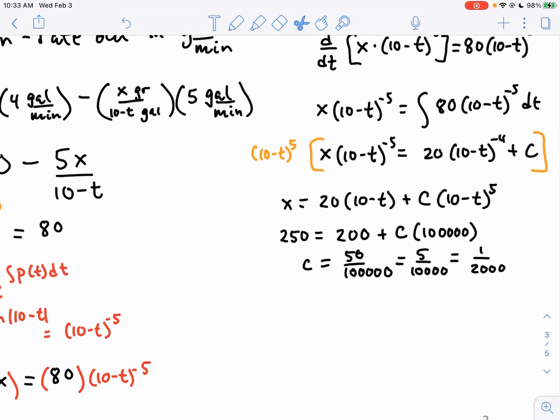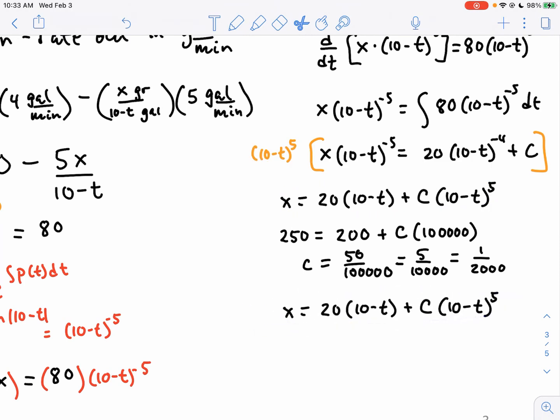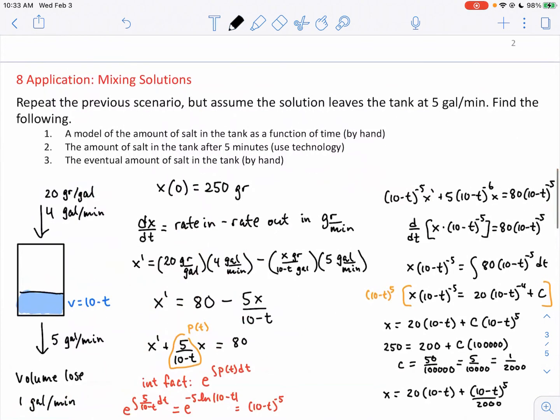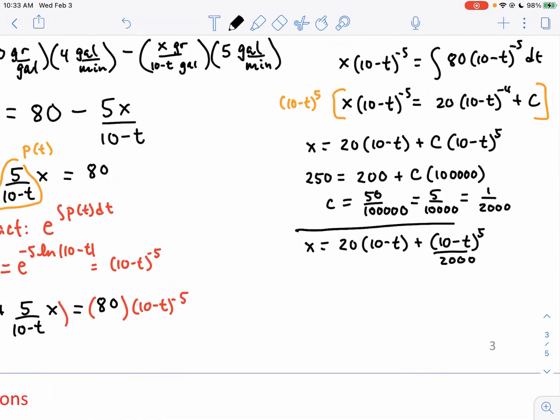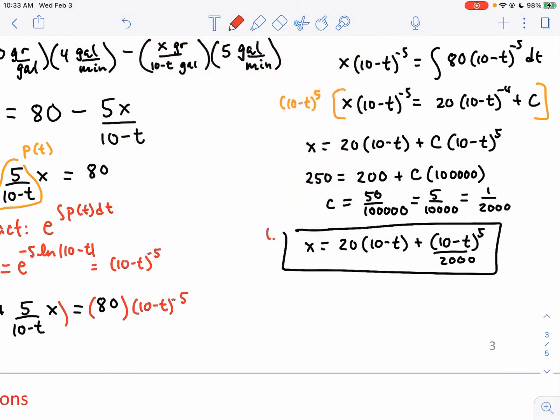So now I'm ready to write my explicit answer with the correct c. So I'm going to copy and paste and put the correct c in place. It's 1 over 2,000, so I'll just put this term here over 2,000, like that. And we have an explicit answer, which is a model of the amount of salt in the tank as a function of time. So we've answered question 1. Finally got to an answer for question 1.